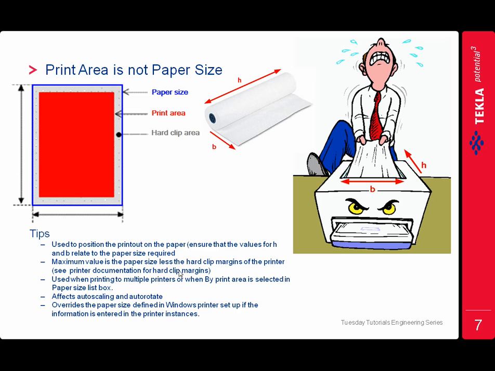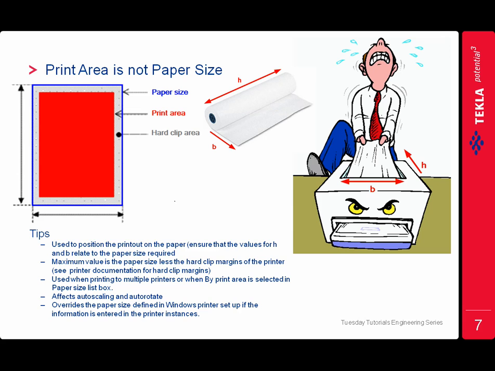The next thing you need to concern yourself about on the print area is that there's hardware limitations that the printer cannot reach to the edge of the paper, so you have a difference between the paper size and the print area, and then the margins on the side are the hard clip margins or the hard clip area if you're talking about all four sides. Sometimes those are equal, sometimes they're a little bit larger on one side or the other.